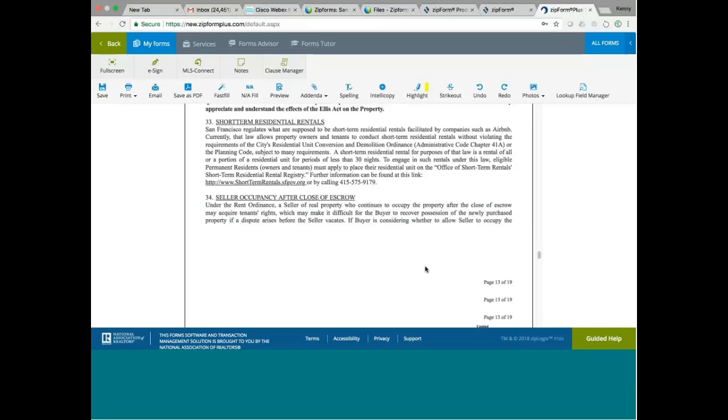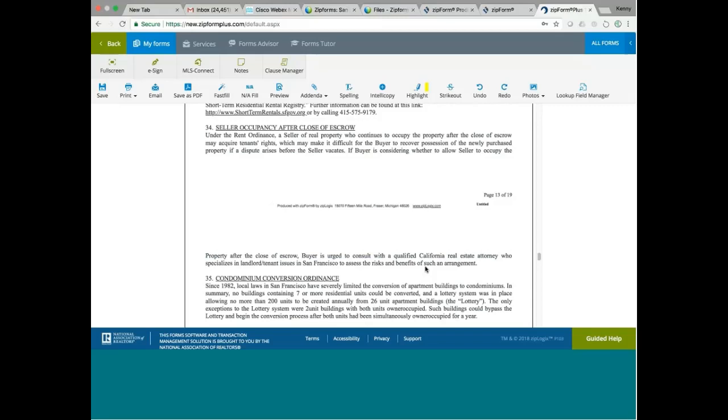Seller occupancy after close of escrow. Now, this one here, sometimes the seller might need to rent back because the seller is looking for and buying another house. And because of timing, the seller may have to stay back in the house for some time. Now, when the seller has to stay back for some time, you probably should decide whether it's going to be less than 30 days or 30 days or more.